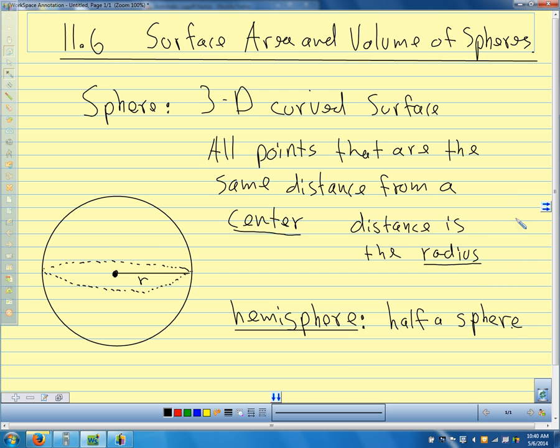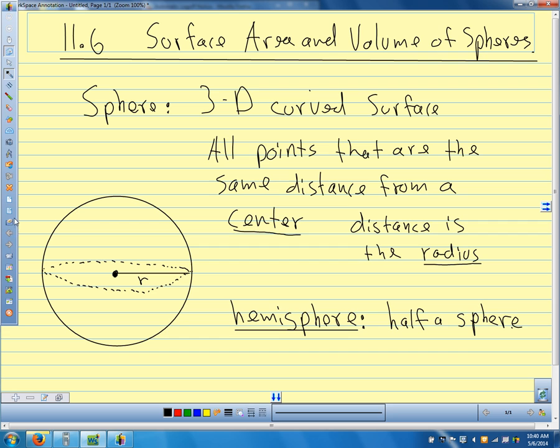So for the formulas, we can't cut a sphere into a net easily, which would let us figure out where our formulas come from. It's a little more complicated than that. So we're just going to talk about what the formulas are and do some examples with our formulas. That's one place that spheres aren't quite as nice, that we can't just make a net and show where the formulas come from.